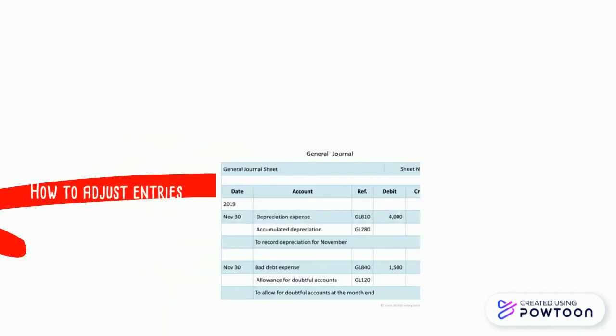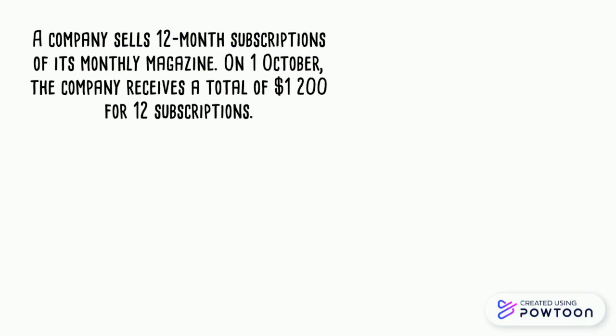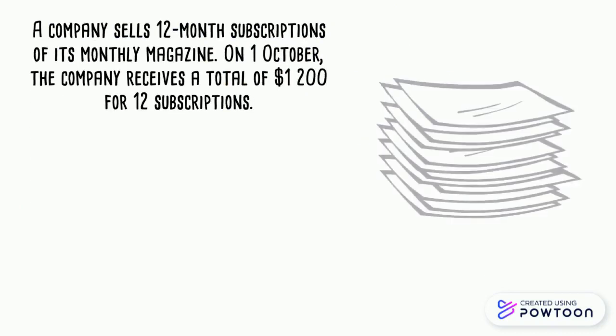Well, we use journal entries and T accounts to adjust entries. In the following slides, an example of a deferred revenue will be used. So this is our example of a deferred revenue.